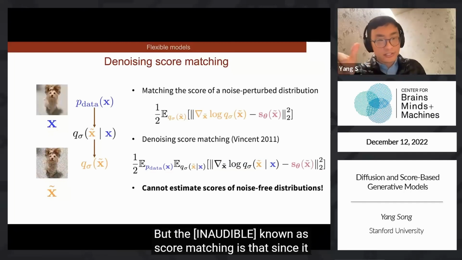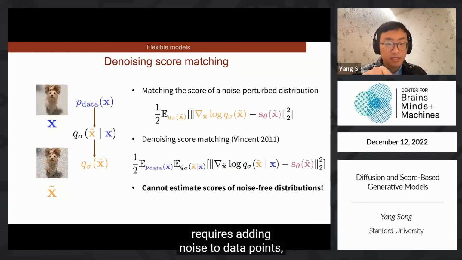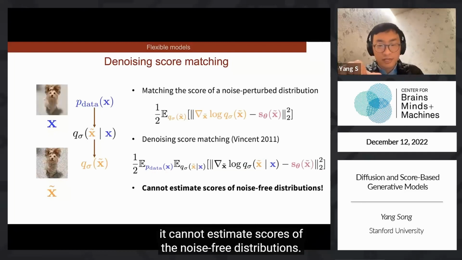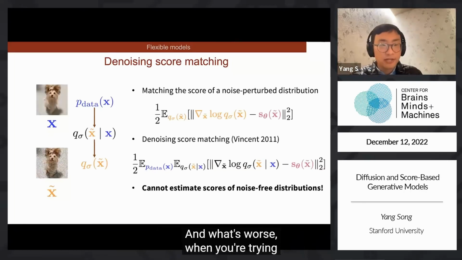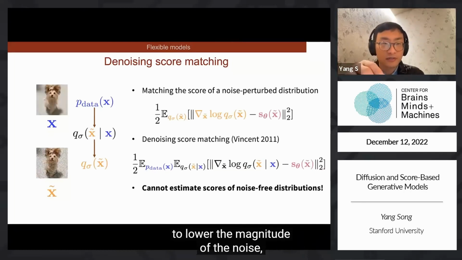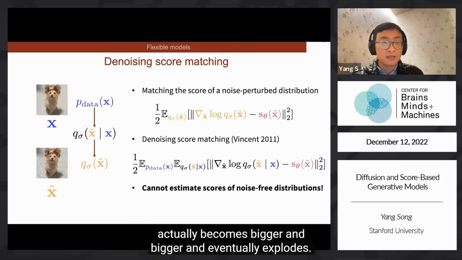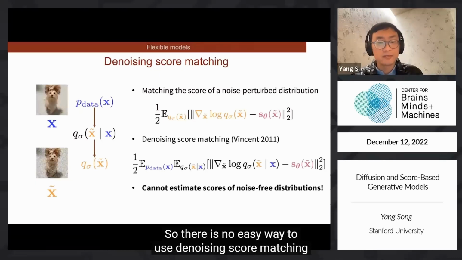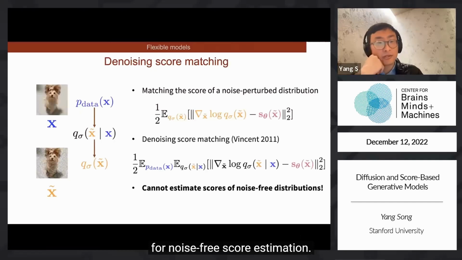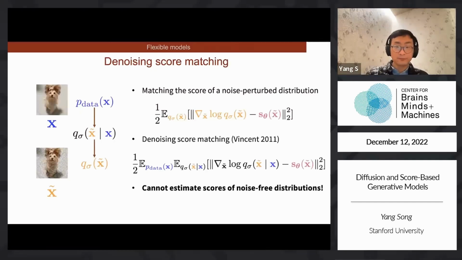But the drawback of denoising score matching is that since it requires adding noise to data points, it cannot estimate scores of the noise-free distributions. And what's worse, when you are trying to lower the magnitude of the noise, the variance of the denoising score matching objective becomes bigger and bigger and eventually explodes. So there is no easy way to use denoising score matching for noise-free score estimation.